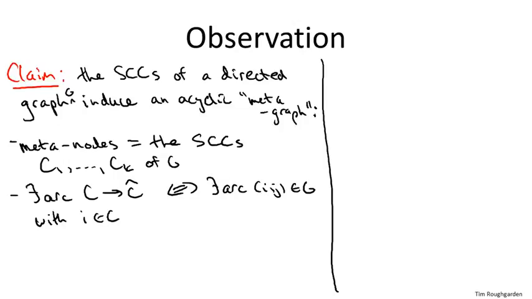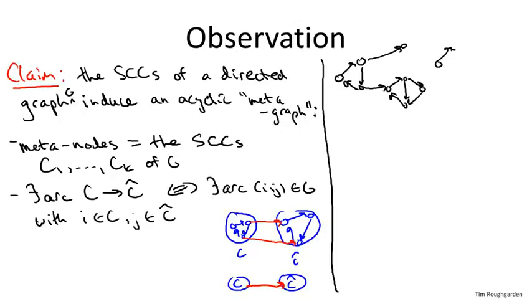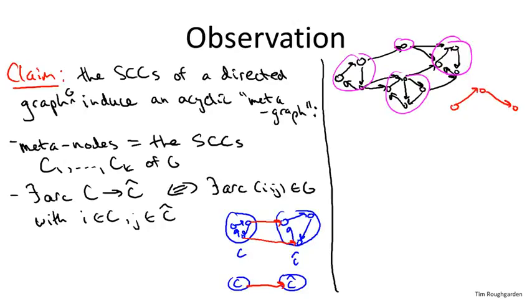So for example, if this is your C and this other triangle is your C hat, and you have one or maybe multiple edges going from C to C hat, then in the corresponding metagraph you're just going to have a node for C, a node for C hat, and a directed arc from C to C hat. So if we go back to some of the directed graphs that we've used as running examples, the one at the beginning of the previous video, which looked maybe something like this, the corresponding directed acyclic graph has 4 nodes and 4 arcs.